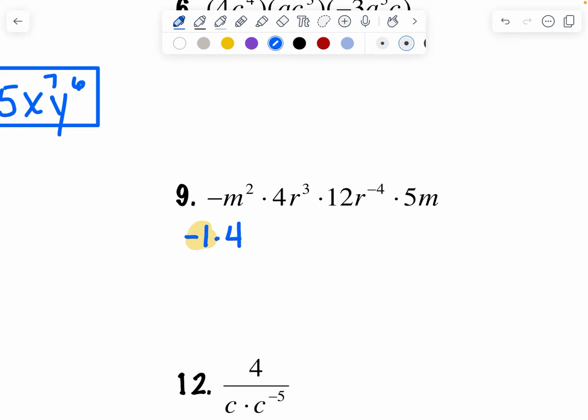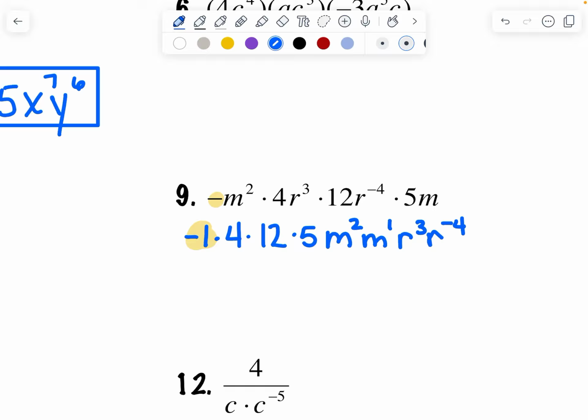I'm going to put my 4 in the front, then I'm going to put my 12. So all my regular numbers get pushed up to the front, and I have one more, it's 5. So now I'm going to stay alphabetical, m before r. Now remember, my -1 is already up there, so I don't have to worry about that. Now I'm going to put my m's in. I have an m squared, and I have just a regular old m. But instead of just leaving it m, I'm going to put it as m to the 1st. And then I'm going to put my r cubed, and my r to the -4th, okay?